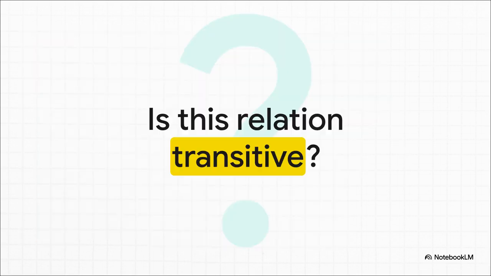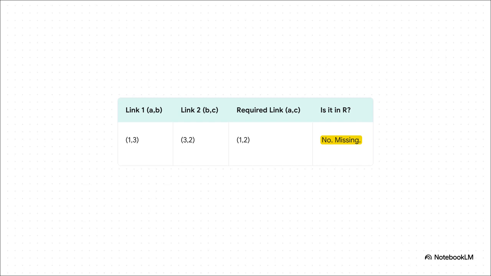Okay, time for another investigation. Let's say our relation R has these three pairs: 1,3, 3,2, and 2,1. We can definitely see a chain forming here, right? A path from 1 to 3 to 2 to 1. But is it a complete chain according to the rule? Is it transitive?